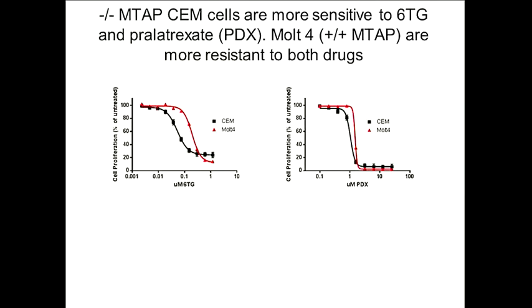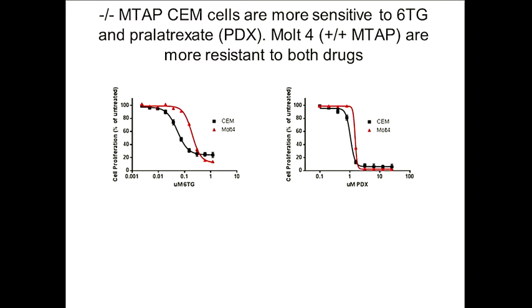This is an example showing that if we take a cell line which lacks MTAP, the CEM cell line, and compare it to another cell line which has MTAP, there's a marked difference in sensitivity to 6-thioguanine, a de novo inhibitor of purine biosynthesis. There's also somewhat of a difference in this compound pralatrexate, which is a methotrexate analog, which is used to treat T-cell lymphoma. And so we've used pralatrexate in our studies.